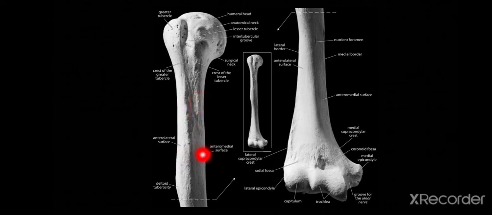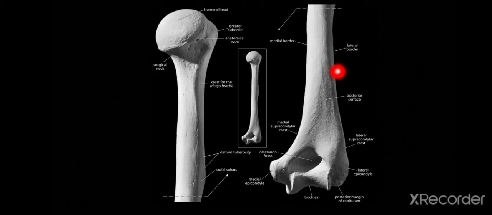And coming to the anteromedial surface, it is present between the anterior border and the medial border, and in the upper half it forms the floor of the bicipital groove, and in the middle it has a nutrient foramen which passes the nutrient artery. The nutrient artery of the humerus is a branch of the brachial artery.